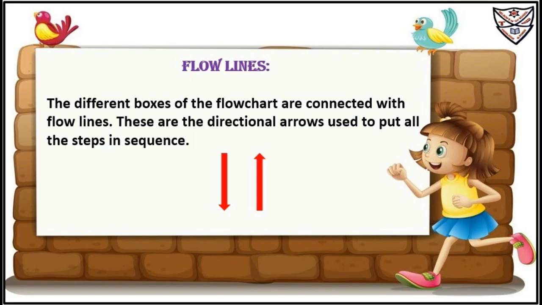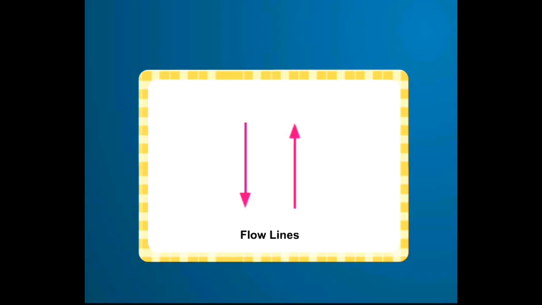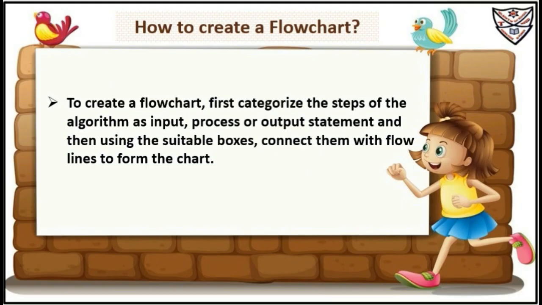Flow lines. The different boxes of the flowchart are connected with flow lines. These are the directional arrows used to put all the steps in a sequence. How to create a flowchart? To create a flowchart, first categorize the steps of the algorithm as input, process or output statements, and then using suitable boxes, connect them with flow lines to form the chart.